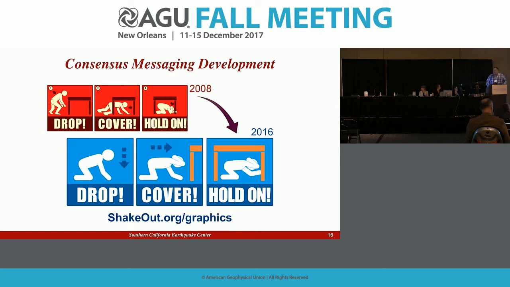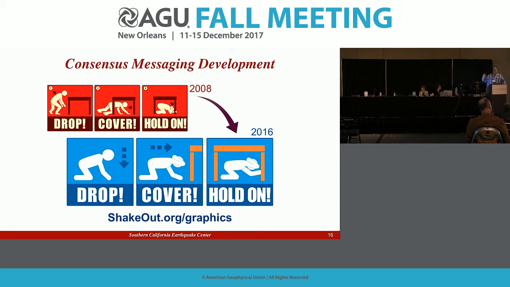And one aspect that has really been valuable is having a group of people from many organizations and different types of public, private, and grassroots representatives who can really work together to improve the messaging resources that we have, as simple as even the graphics we use to communicate safety messaging. I won't go into all the details, but there are significant changes in this based on that consensus messaging.